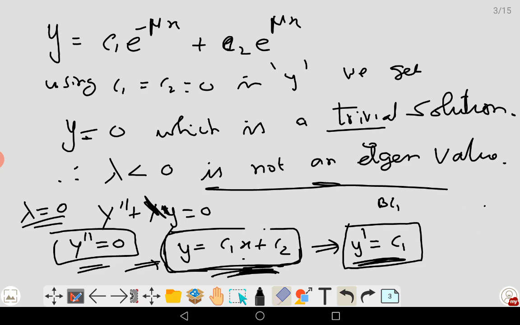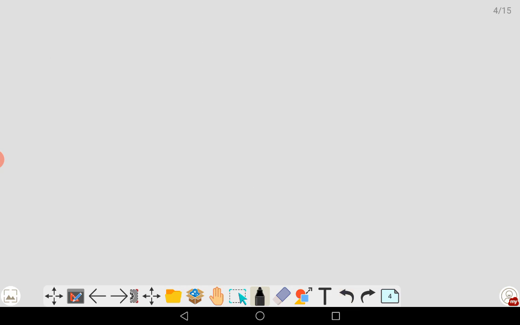Using x is 0 in y, you'll get y of 0 is equal to C2. Using x equal to 0 in y prime, you get y prime of 0 is C1. Now boundary condition 1. What is the boundary condition 1? Y of 0 plus y prime of 0 is equal to 0. What is your y of 0? Go back here.